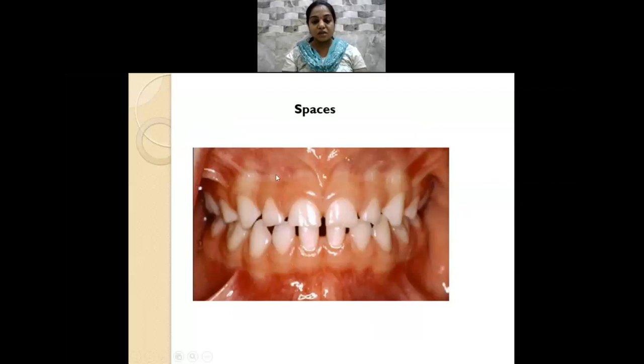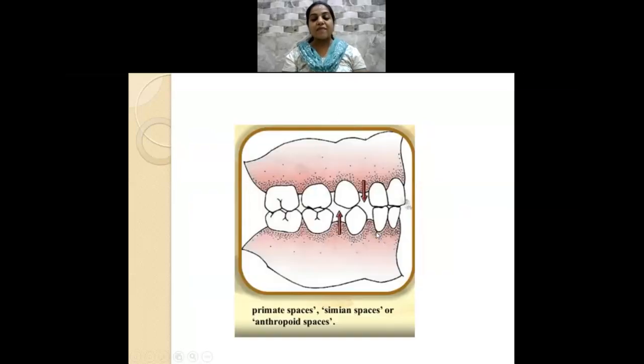One is physiological spaces, that is, the spaces present between all the teeth are called physiological spaces, and the spaces present between the lateral incisor and canine in the maxilla, and between the canine and deciduous first molar in the mandible, are called primate spaces. These primate spaces are also called simian spaces or anthropoid spaces.